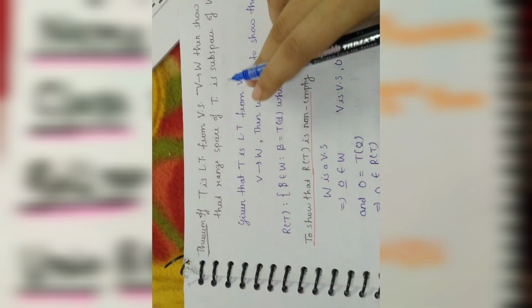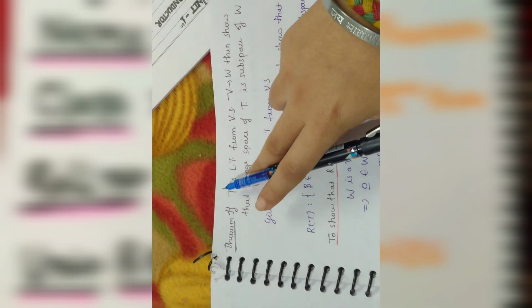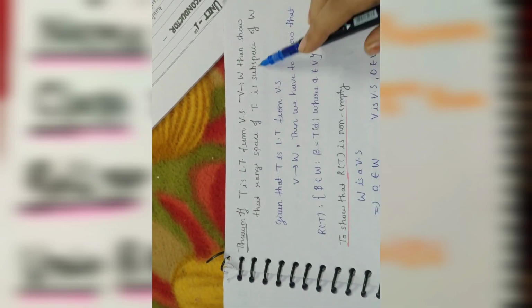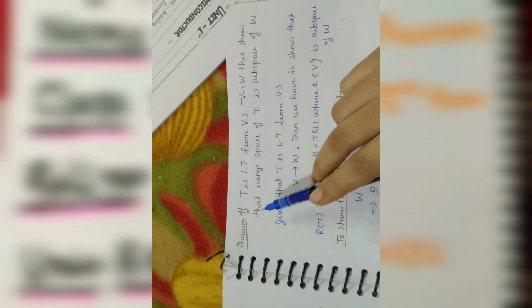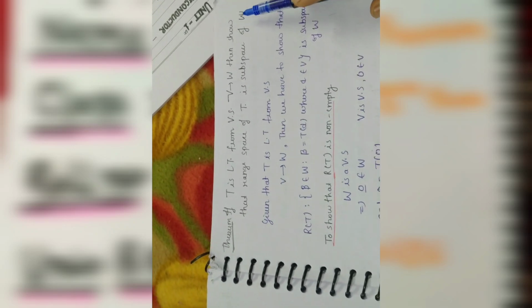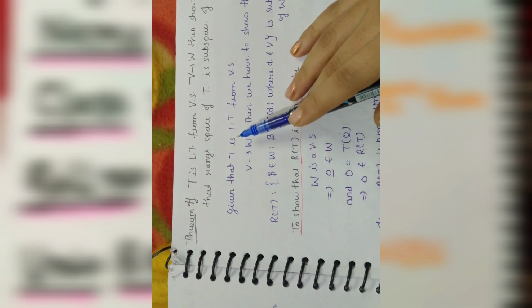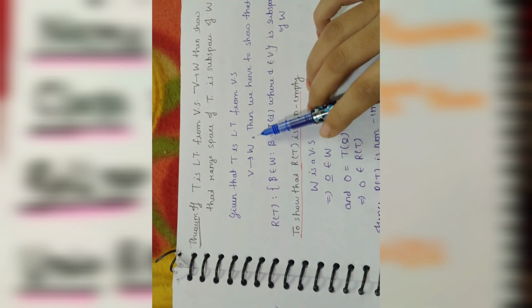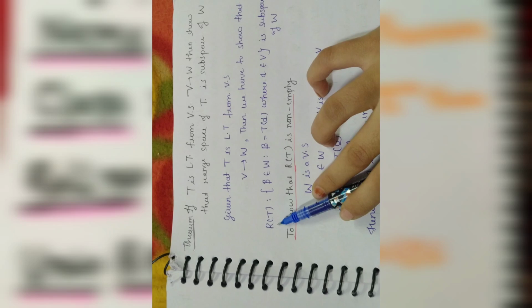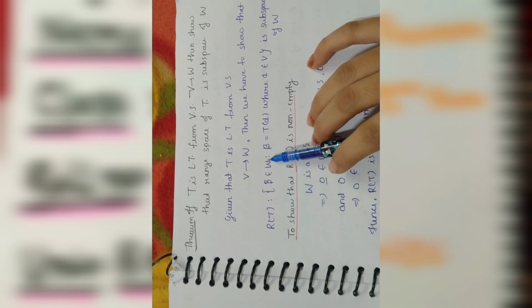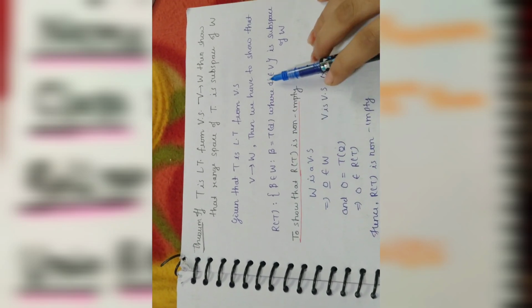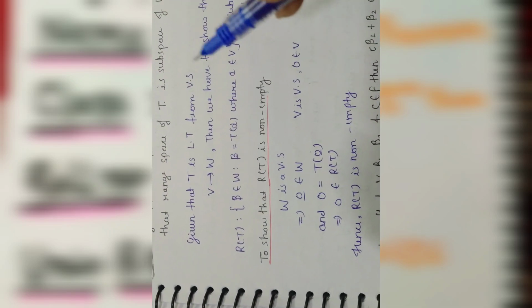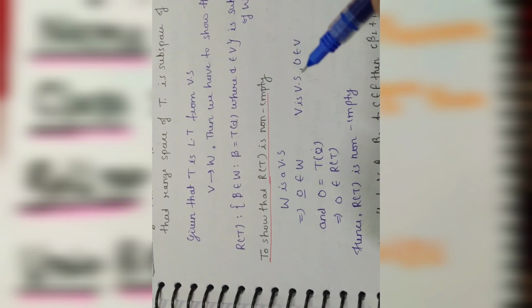Here's one theorem on range space. If T is an LT from vector space V to W, then show that the range space of T is a subspace of W. Given that T is an LT from vector space V to W, we have to show that the range space R(T), in which beta belongs to W and beta is equal to T alpha, is a subspace of W. So basically we have to show that the range space is a subspace of W.